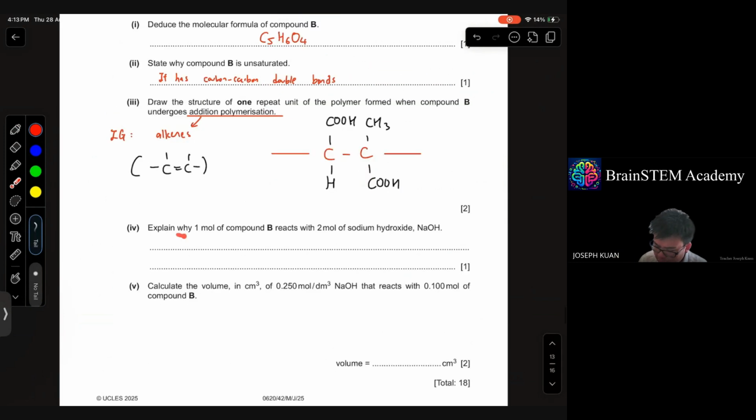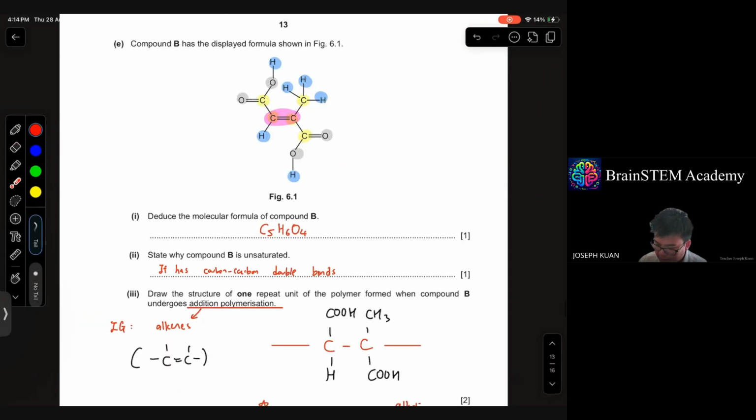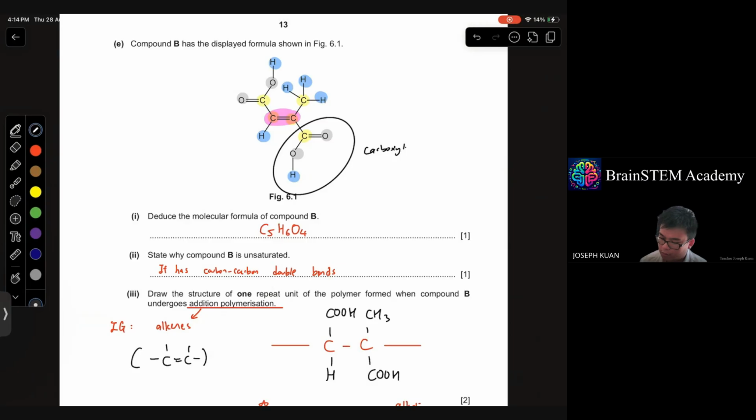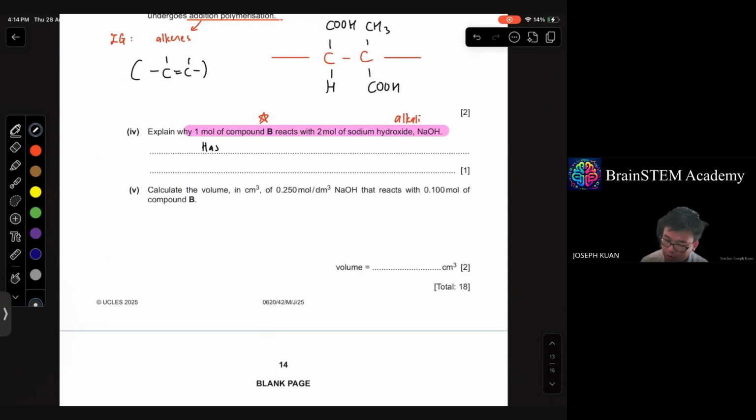Now, explain why 1 mole of compound B reacts with 2 moles of sodium hydroxide. Now, you must know that this is an alkali. That means it's the acidic part that reacts with the alkali. So you look at the diagram, what makes it acidic? Well, the carboxylic acid functional group. So you see, there are 2. So because it has 2 carboxylic acid functional groups.